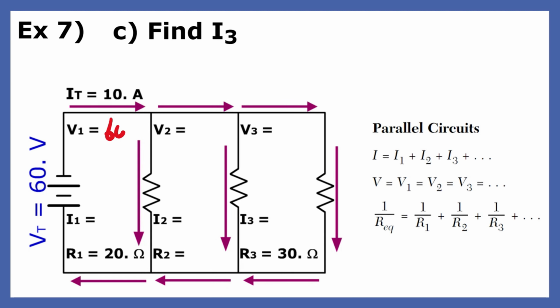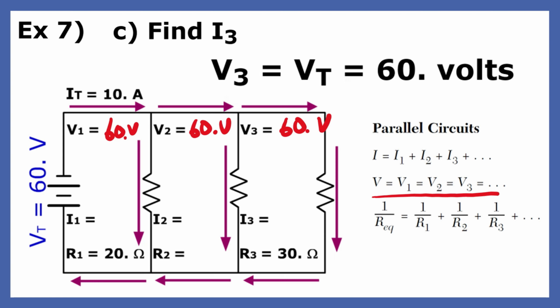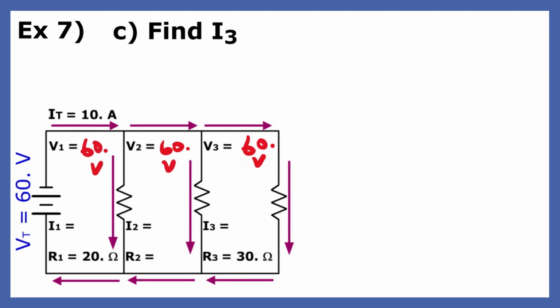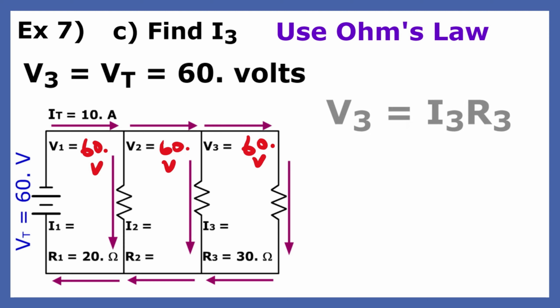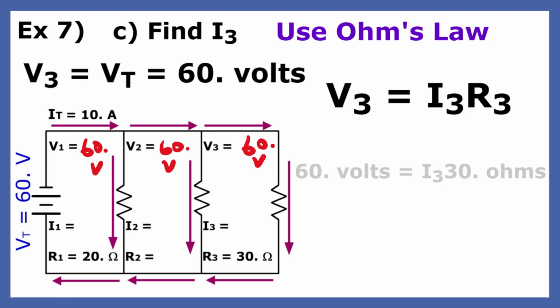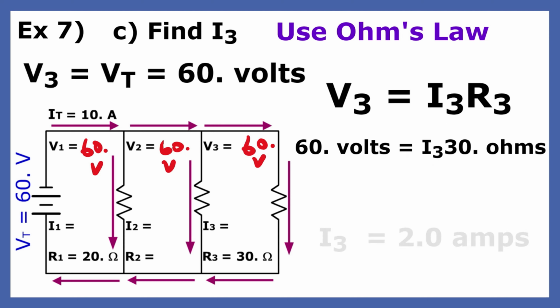We are now asked to find I3, the current in the third branch. Like the previous problem, we begin by noting that the third voltage drop, or potential difference, is equal to the source voltage, which is 60 volts. Since we know V3 and R3, we can use Ohm's law to find the third current, which is called I3. When we divide both sides by 30 ohms, we get a current of 2 amps.